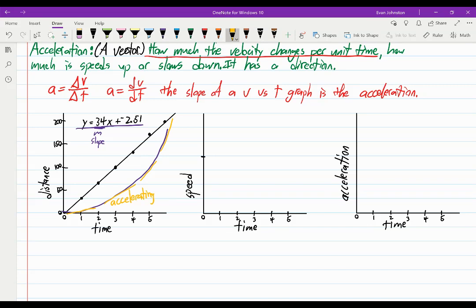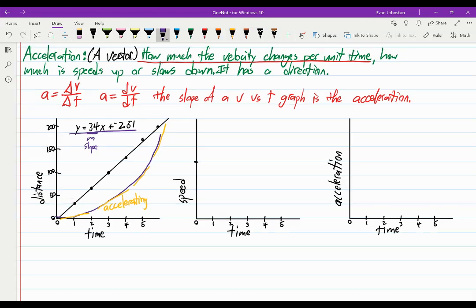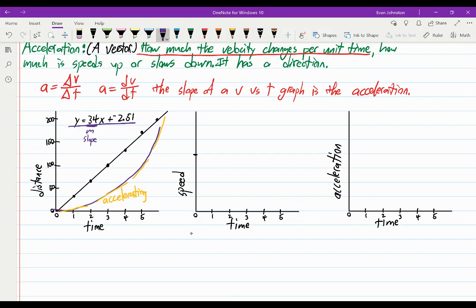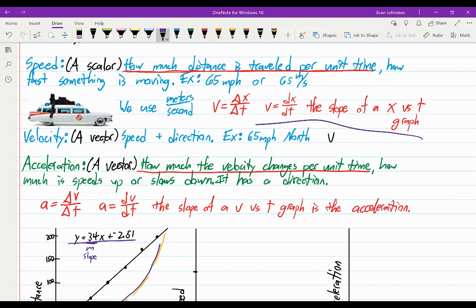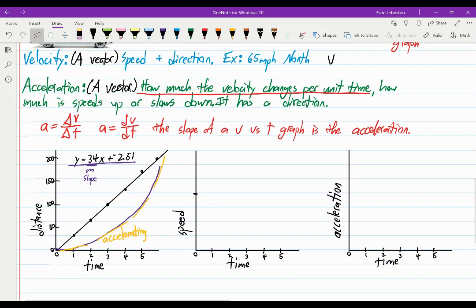Okay, so let's not look at the accelerating one. Let's look at this first one. So this is a constant velocity. This actually right here, my straight line, since it's a constant slope, and the slope represents the velocity, right? Well, that tells me, okay, we have a constant velocity.